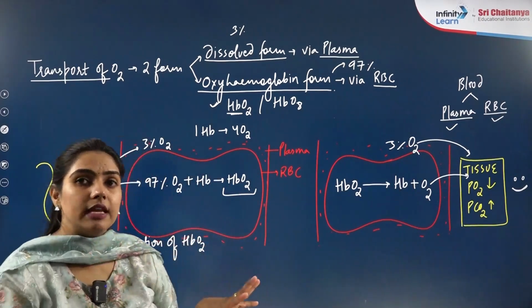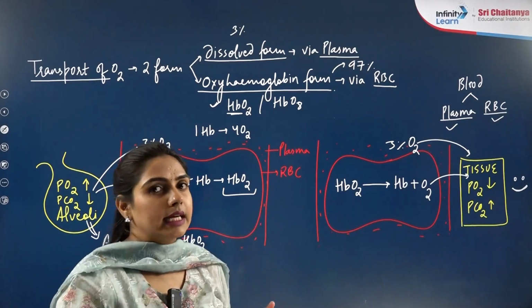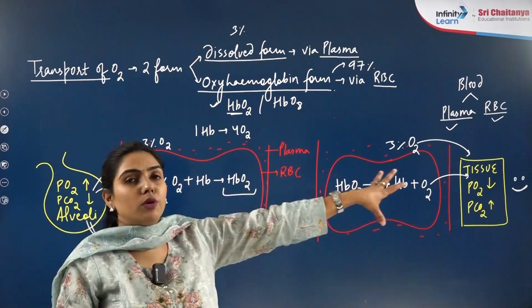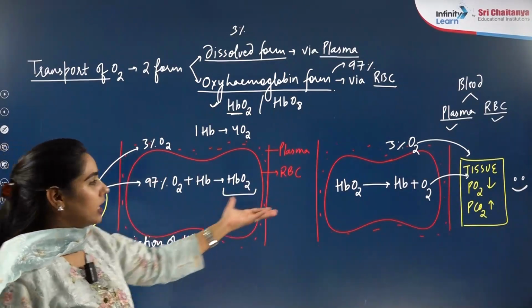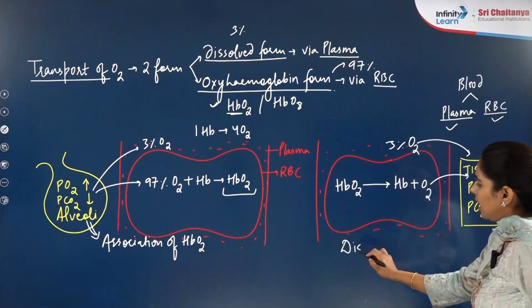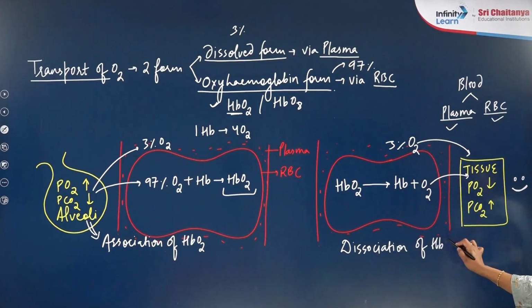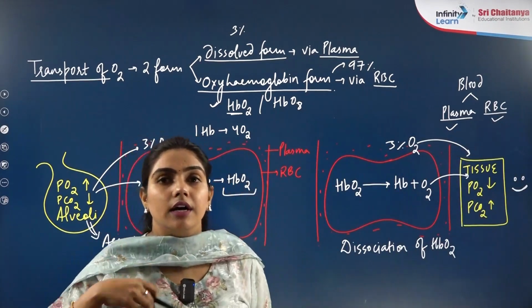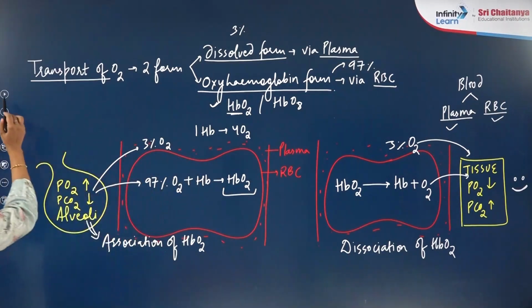So, it is very easy as compared to transport of carbon dioxide. I have already discussed in detail the transport of carbon dioxide with you, and now we are discussing the transport of oxygen. Very easy. Association of HbO2 at alveoli, dissociation of HbO2 at tissues. Now, both of these are represented by a curve that is known as oxygen dissociation curve. So, I will discuss with you the oxygen dissociation curve also in today's lecture.